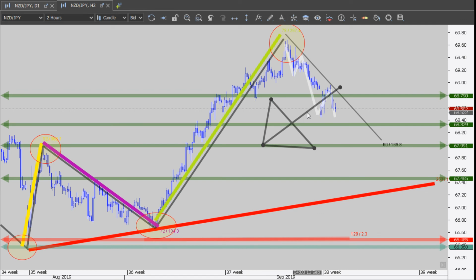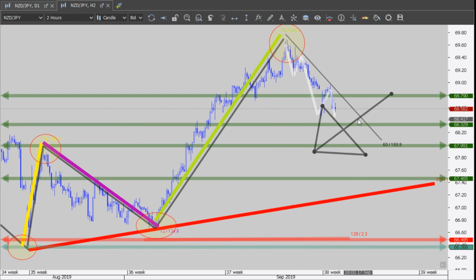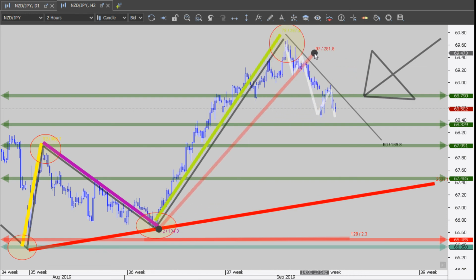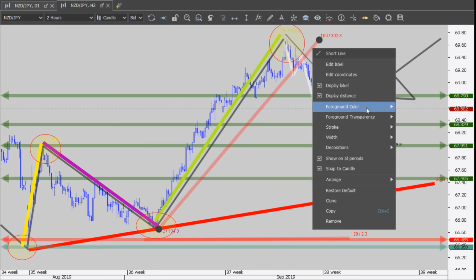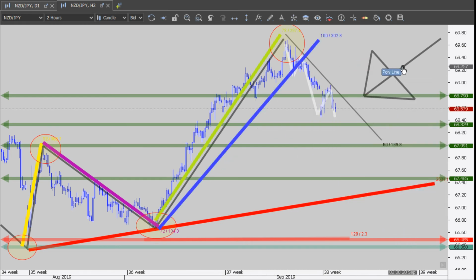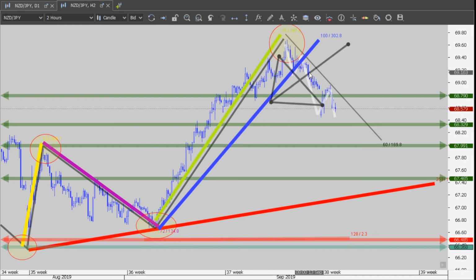Can you not draw another uptrend line? Yes, you can. This one, the blue one. Time to shine. This one, uptrend line. Yes, you can.